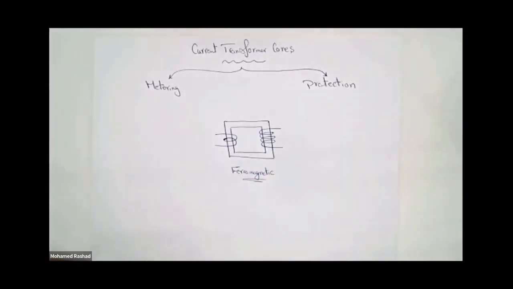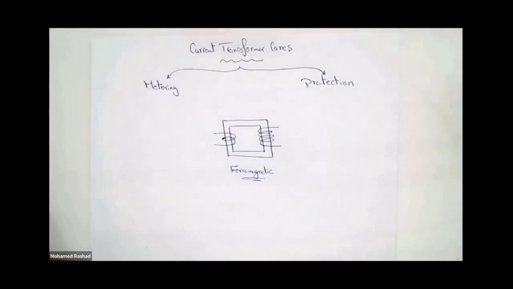Ferromagnetic material means a material that is susceptible to magnetization, right? These magnetizable materials come in various types. For example, there's silicon steel, and there's something called nickel iron, and there are various others. It's not very important right now. I'm not going to talk about the types.